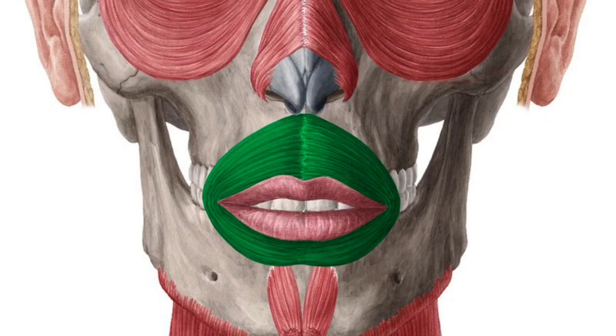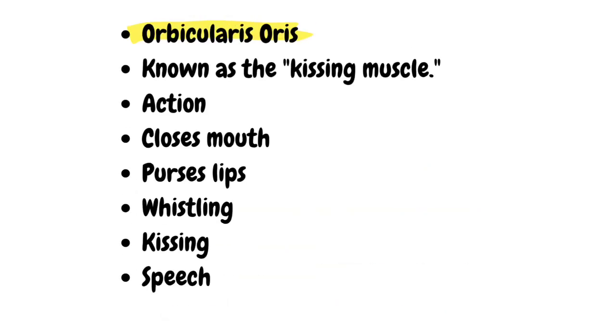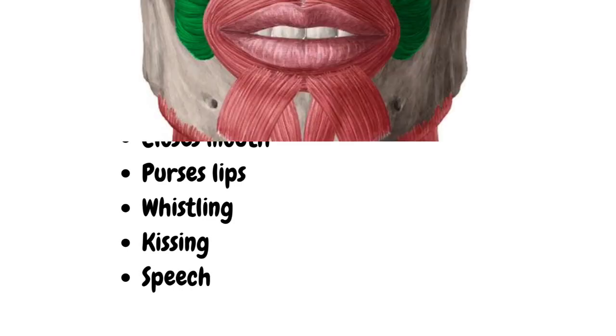Okay, this muscle is called the orbicularis oris. The previous one was orbicularis oculi. It is known as the kissing muscle. Its action is to close the mouth, purse the lips, whistling, kissing, and speech. A lot of functions it is performing.